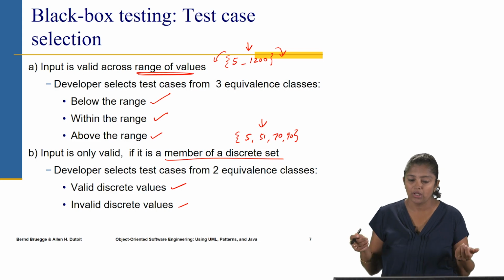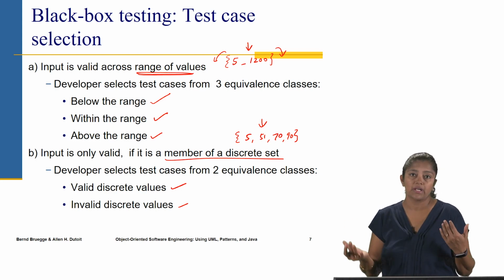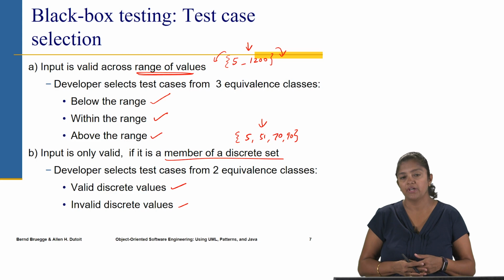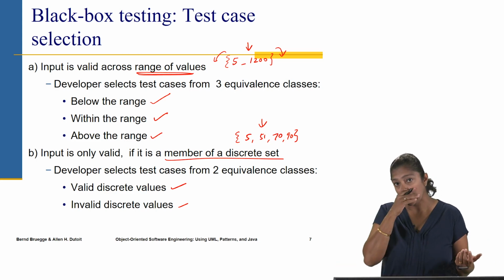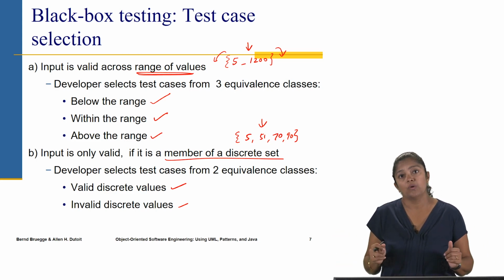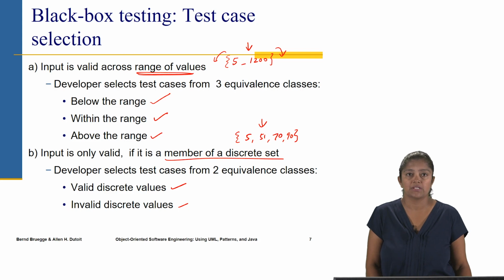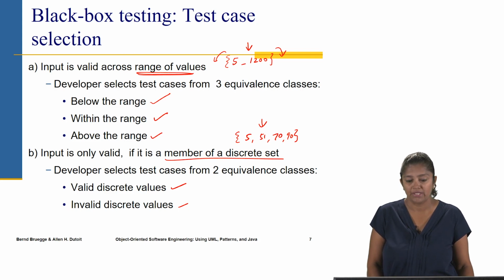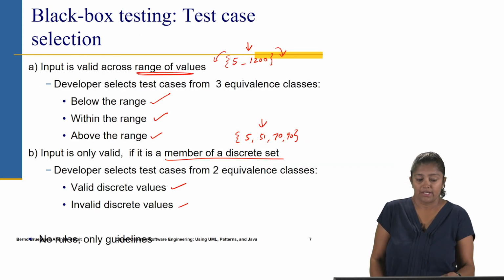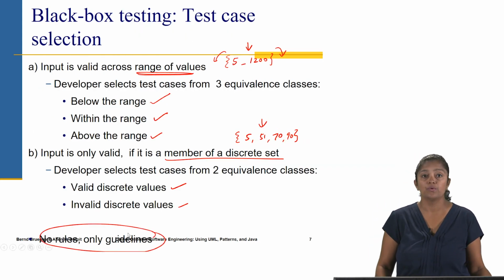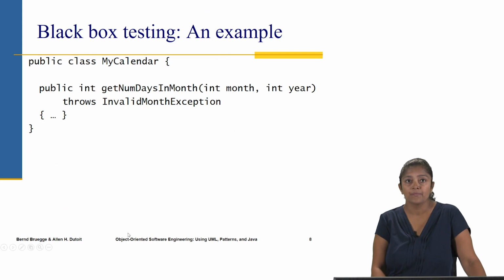Now if it's a small discrete set, like in this case, you can test for all of the cases, but that's not always the case, and our goal is to reduce the number of test cases so that the testing can be completed in a reasonable amount of time. Again, like I said, there are no rules, they're all just guidelines.